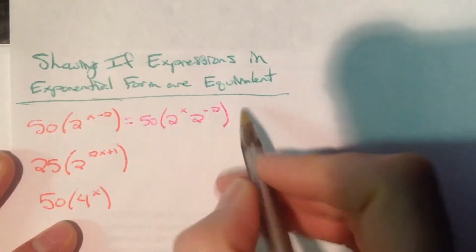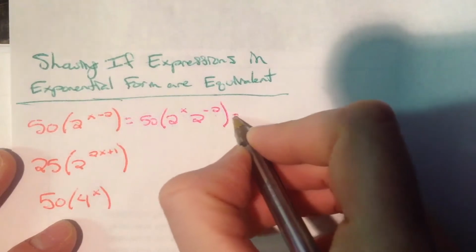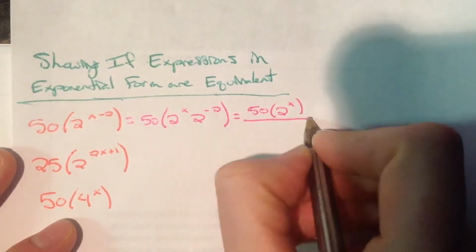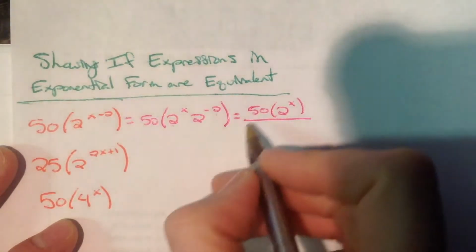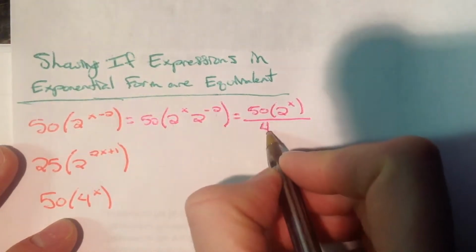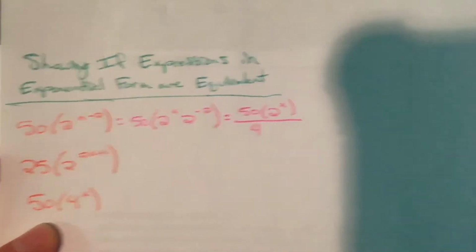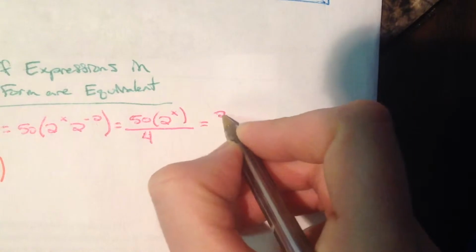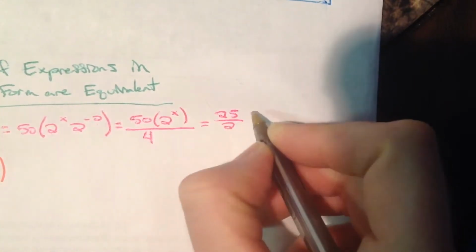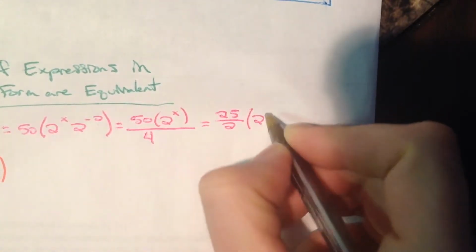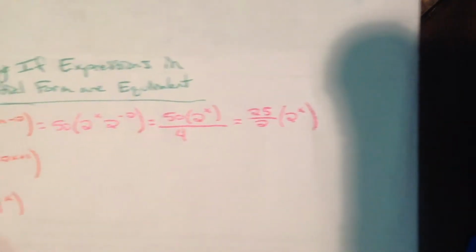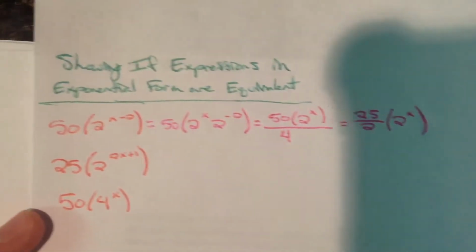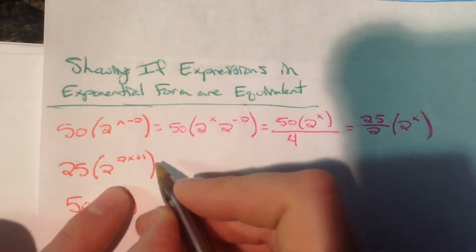Well, 50 times 2 to the x, those two stay the same. 2 to the negative 2 will drop to the denominator and become 2 squared, or 4 in the denominator. Well, 50 divided by 4 is the same thing as 25 divided by 2 times 2 to the x. So all of these are equivalent.